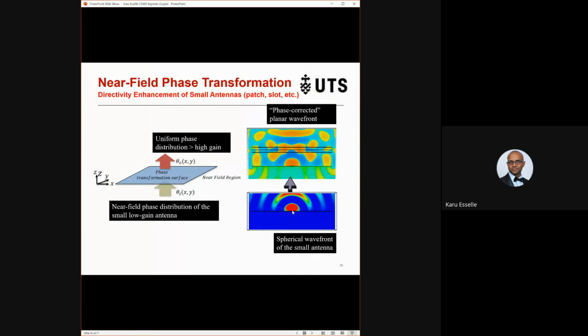Okay, so this is a small antenna with a spherical wavefront, and you put a phase correction surface. When it is phase corrected, you have phase fronts that are parallel to the antenna, uniform phase fronts, and you get higher directivity.